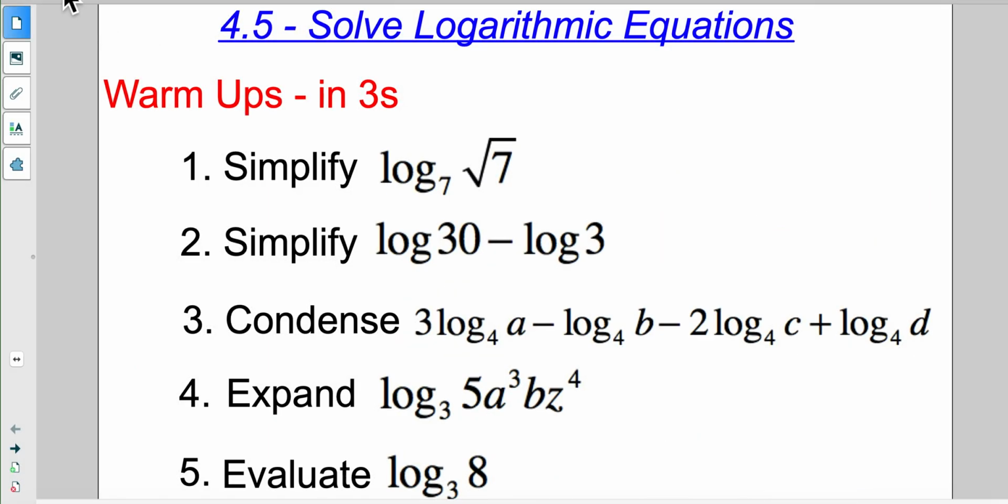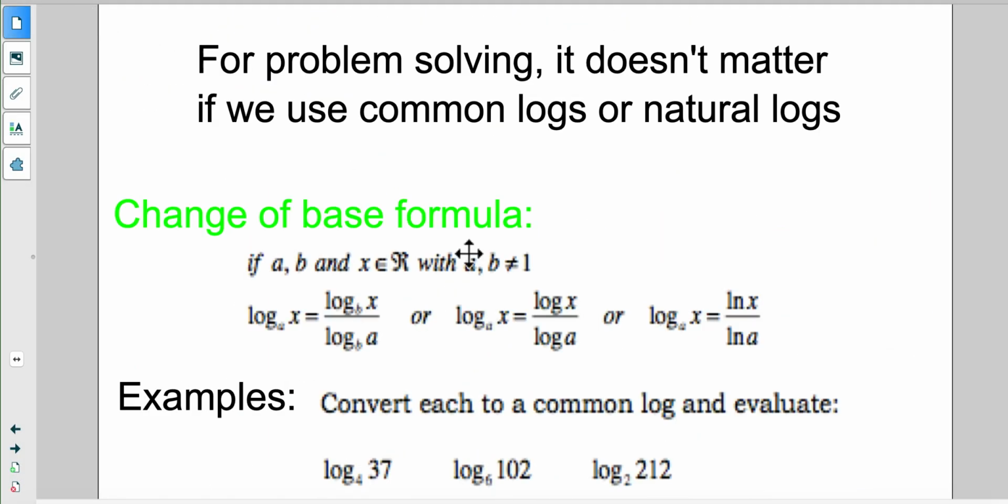And go to the next slide. So we have this thing called a change of base formula, right? So when we're problem solving with certain types of problems, it doesn't really matter if you use a common log or a natural log. Any log is going to work with any base. And so I have log in base a of x equals log in base b of x divided by log in base b of a. Now, if you want to use a base of 10, it's really the same rule. Log in base a of x equals log of x over log of a, or natural log of x over natural log of a.